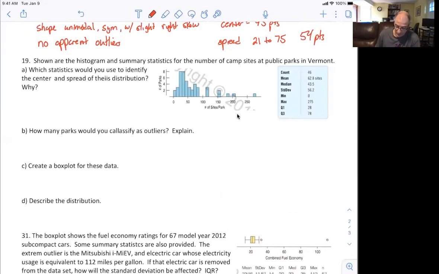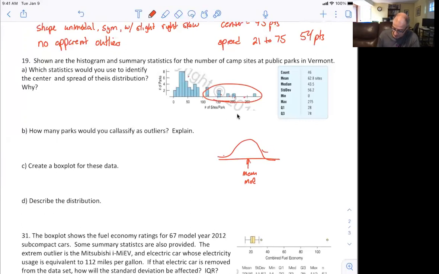Shown a histogram and summary statistics for the number of campsites, which statistics would you identify the center and spread and why? So again, we have this large skew to the right. These outliers are going to cause my mean. Okay, so remember, when I have a perfectly symmetrical set of data, my mean and my median are going to be here in the middle.